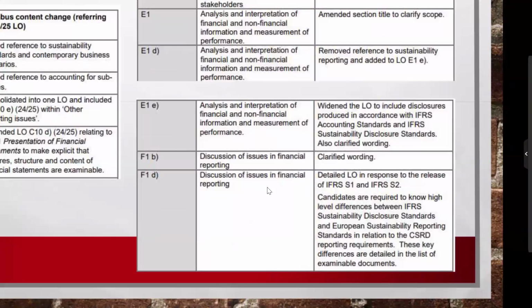So I don't think you need to worry a lot about the changes expected in the syllabus. They are not going to be significant. They are mainly insignificant changes that are expected. In fact, what has been proposed is a very insignificant amount of changes.